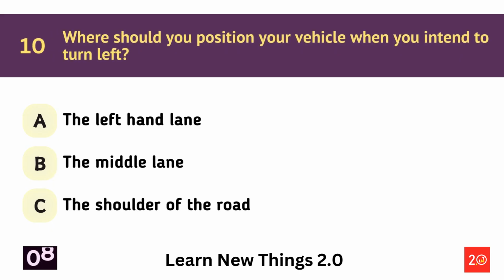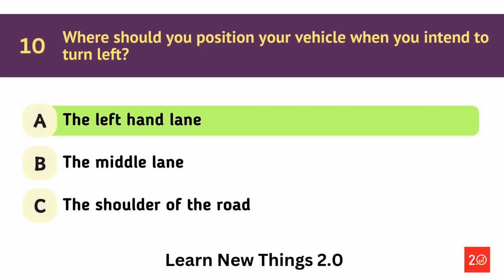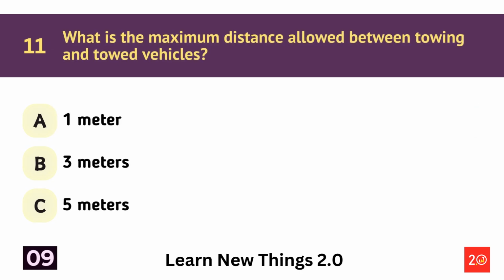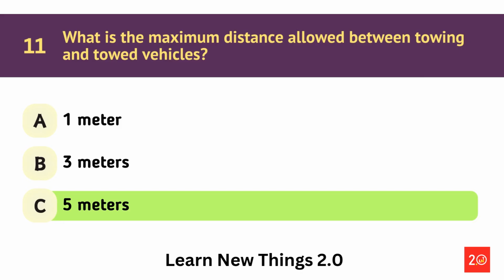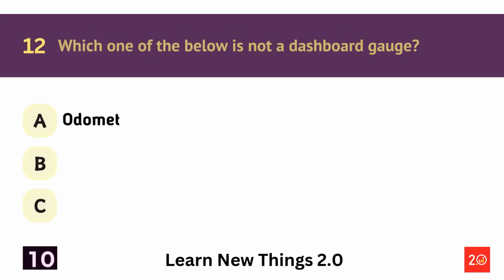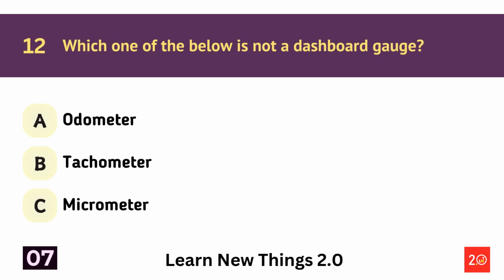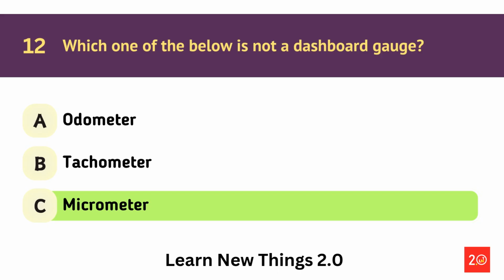Where should you position your vehicle when you intend to turn left? The left-hand lane. What is the maximum distance allowed between towing and towed vehicles? 5 meters. Which one of the below is not a dashboard gauge? Micrometer.